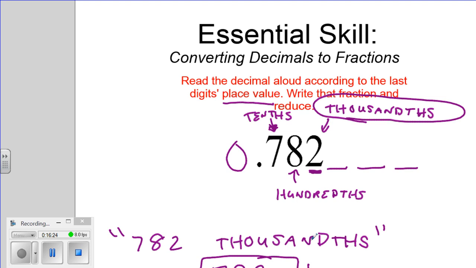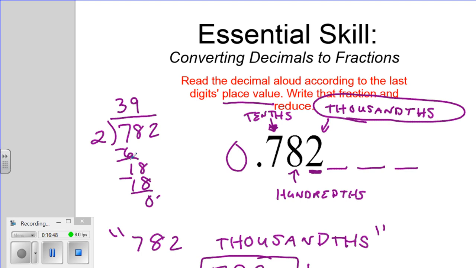My bottom will be 500, and my top, well, let's actually break out some long division again. Probably do this mentally. But 2 goes into 7 3 times. 2 goes into 18 9 times. Bring down the 2. 2 goes into 2 1 time. So it is 391 over 500. I think that's as reduced as it can get. Correct me if I'm wrong. No, that's as reduced as it can get. There's no common factors on the top and the bottom.